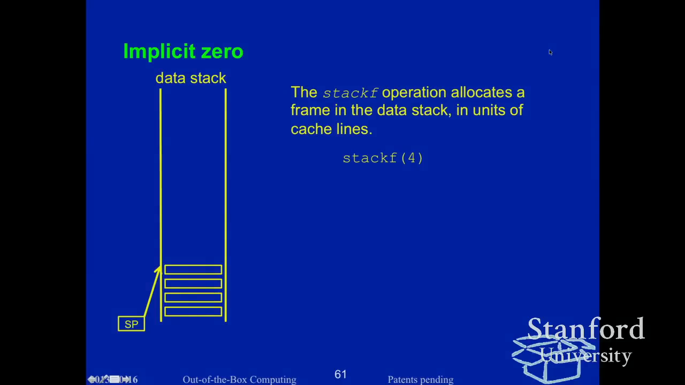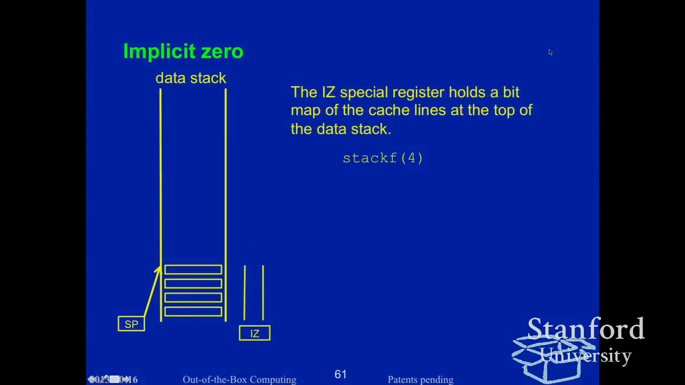Simultaneously, there is a bitmap, the implicit 0 bitmap, with 1 bit for each of these lines there. And we associate 1 bit with each of the new lines. These bits are clear, they're false.